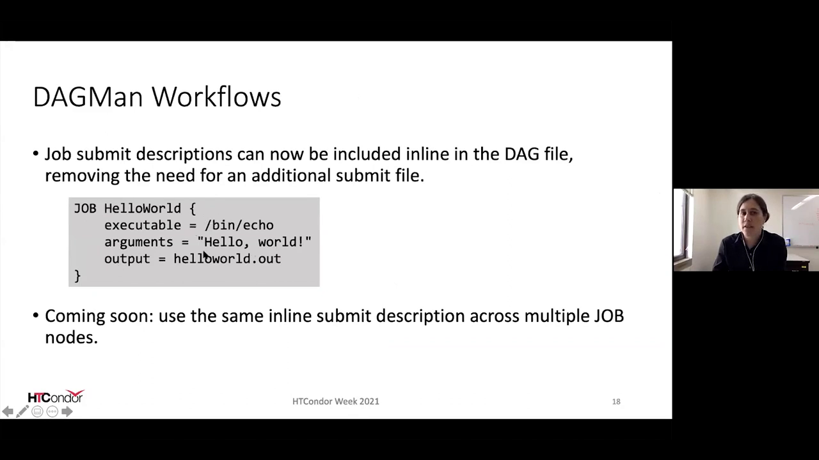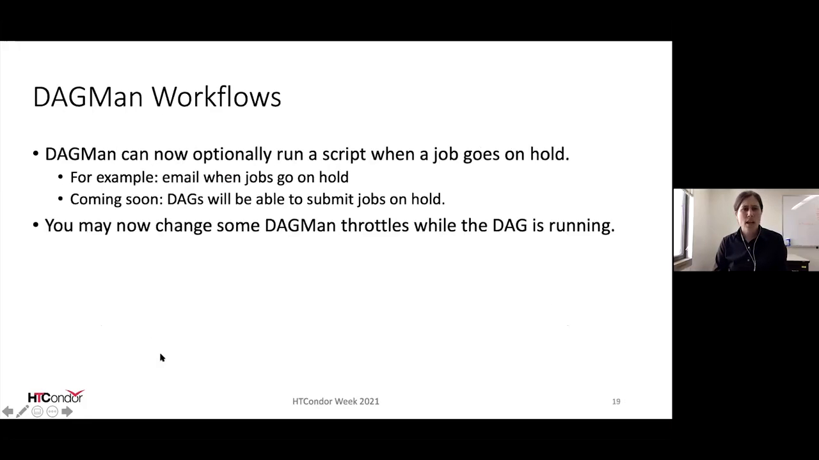So it's basically our same submit file format contained in curly braces instead of having the name of an external submit file, which is what would normally be here. And coming soon, you'll be able to use this kind of inline submit description, not just with a single job node in a DAG, but across multiple job nodes. I think we had another couple Dagman notes.